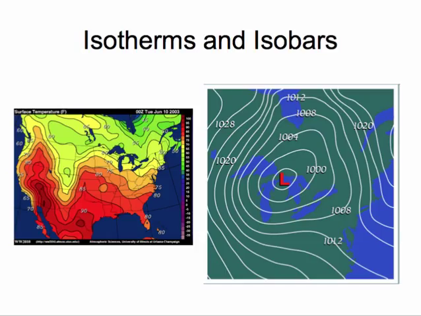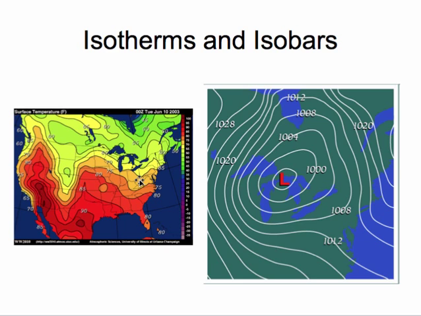So here's some examples of isotherms and isobars. Isotherms you've definitely seen before. They're on every weather report that I've ever seen. So here's an example of areas of equal temperature. And when you map them out, you can see where the areas that are hottest in the United States and the areas that are coldest. And they color code them so we can see where those temperature differences are.